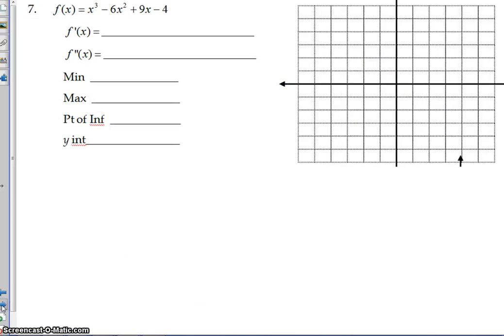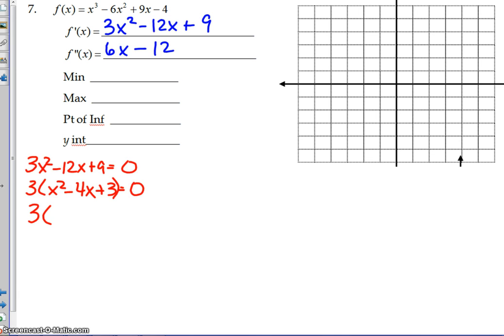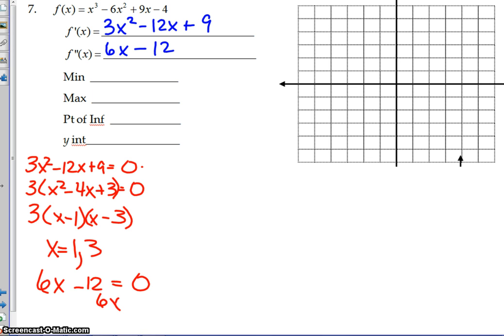Let me do another one for us as quick as I can because I'm going to run out of time. I'm going to pause it here, and you're going to see these magically appear. So what I did is I found the first derivative and set it equal to 0. I factored out the 3, and now I need to factor: what two numbers multiply to get 3 but when I add them I get negative 4? It turned out to be negative 1 and negative 3. So my x values could be 1 or 3. Then for my second derivative, set that equal to 0: 6x would equal 12, and x would equal 2.